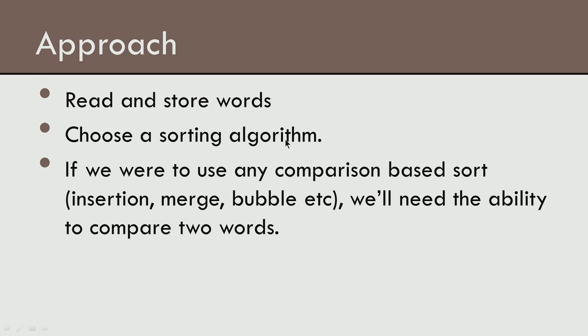The exercise involves a collection of words given as input. The first step is to read the words and store them in an appropriate data structure. In our case, the data structure will be an appropriate array. Then we will choose a sorting algorithm to sort these words, and we will use a comparison based sorting algorithm today. It is important that if we use a comparison based sorting algorithm, we should have the ability to compare two given words.